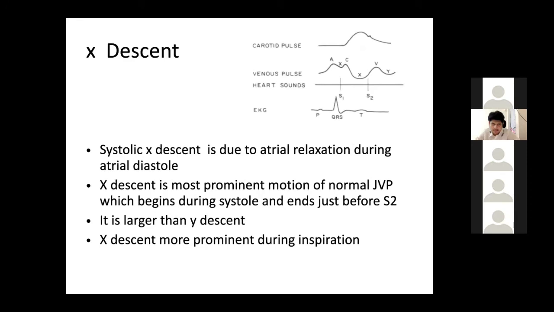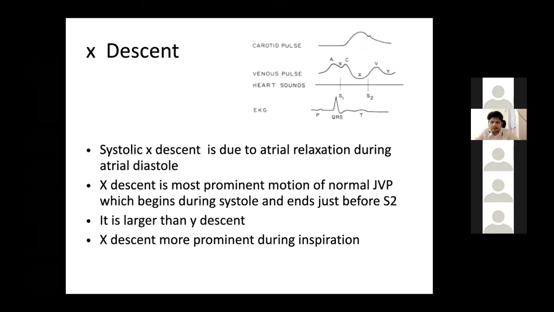Now going to the X descent. Now what is the X descent? As I already told you, it is because of atrial relaxation. So it is a systolic X descent. It is due to the atrial relaxation during the atrial diastole. It is a systolic X descent, but it is during the atrial diastole, and it is ventricular systole at that time. So the X descent is a prominent motion of the normal JVP, and it stops just before the S2.